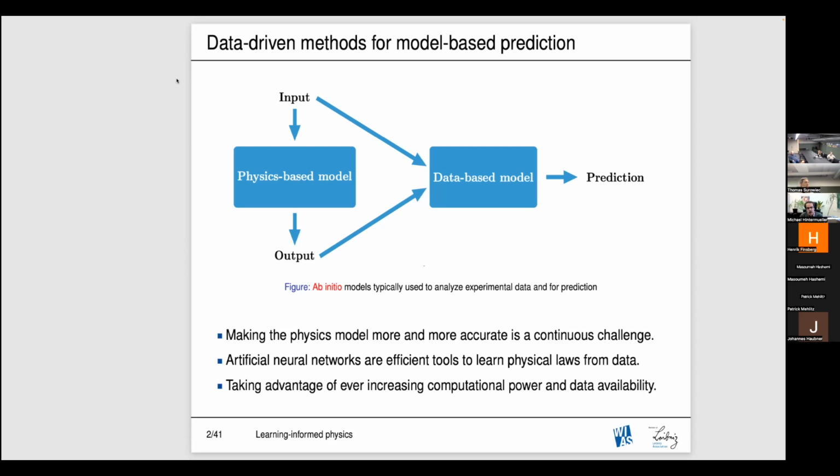Of course, there are several challenges. One challenge is to make these models increasingly more accurate on the physics side. And this is certainly a continuous challenge, which we see on our experimental science sites many times up to this day. Secondly, of course, you may also wish to take the input and output data as the underlying basis. And then you would not want to go back to ab initio models, or at least not completely, and try to learn model constituents, components, or entire models just from the data. And for this, it has turned out in recent years that artificial neural networks are very efficient tools to learn physical laws from such data. And this will be more or less the perspective of this presentation now.